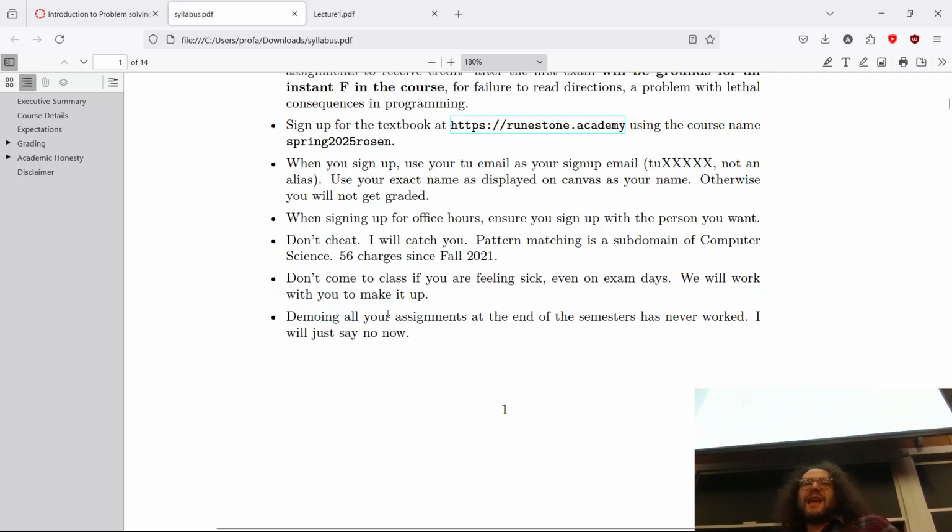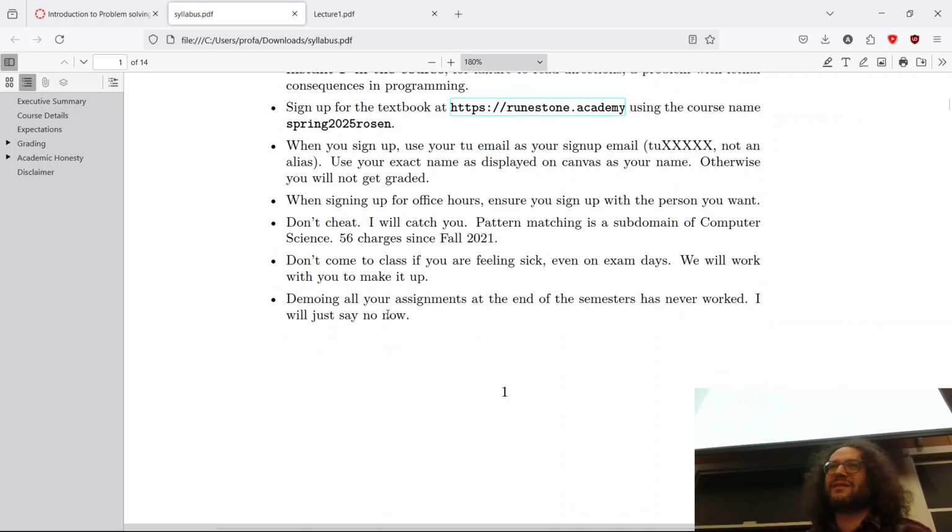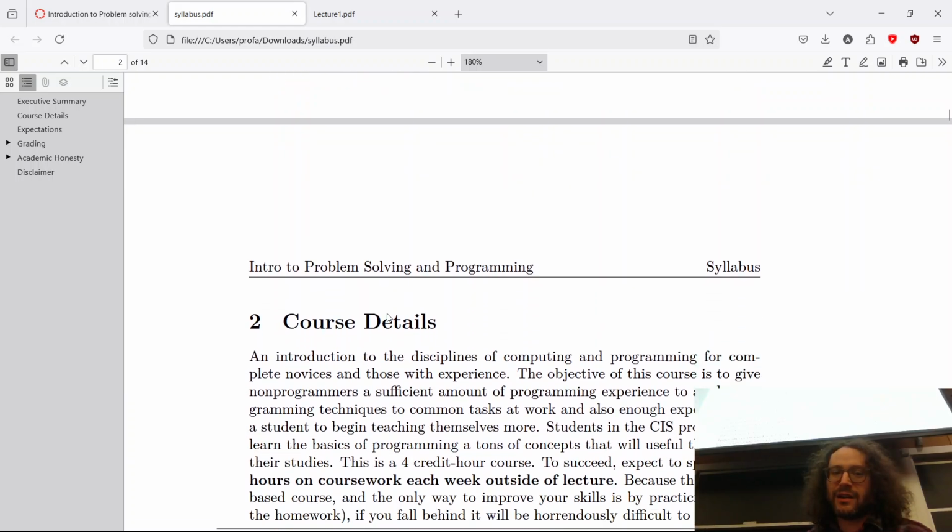Finally, you can't demo all your assignments at the end of the semester. I had to say no to multiple people last semester. I'll explain more about that later. I simply say no if you turn in all your homework at the end of the semester and try to demo it all at once. It's never been a fun experience.